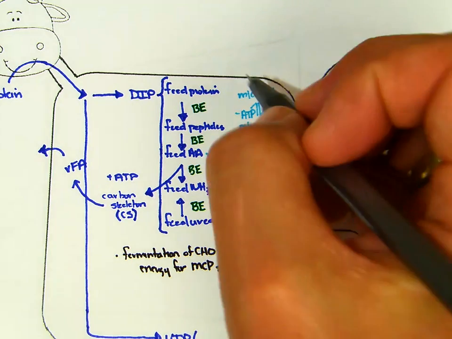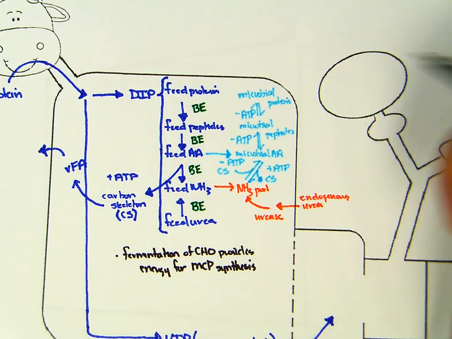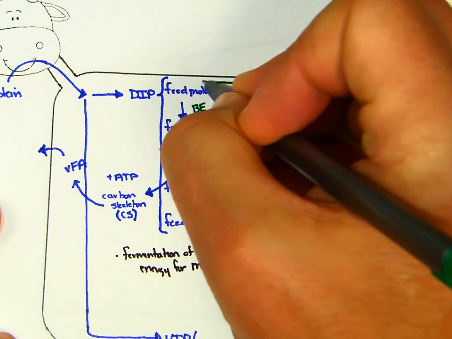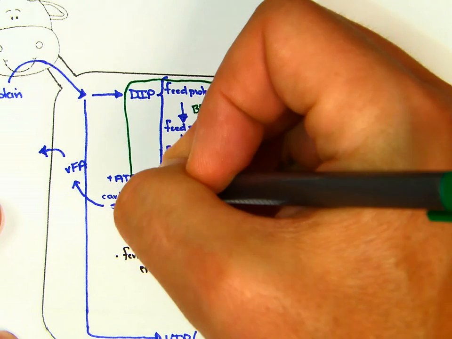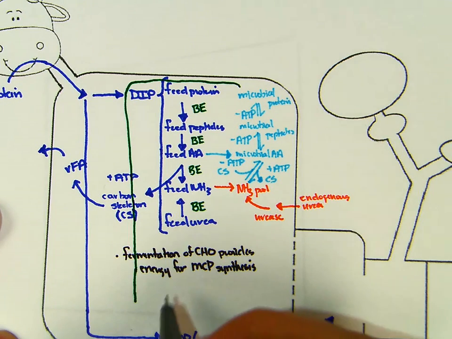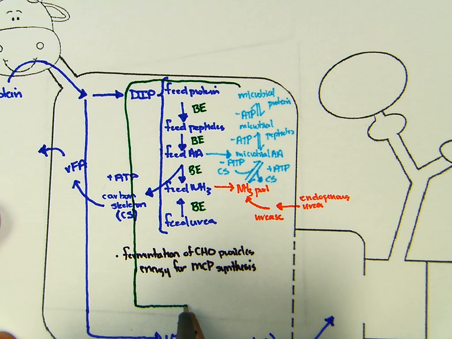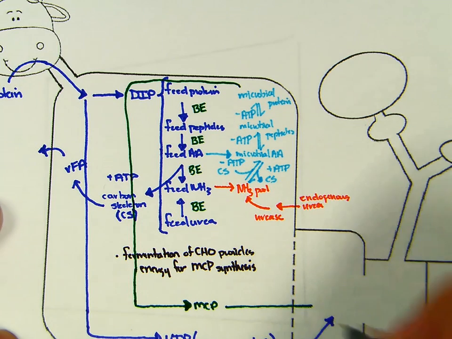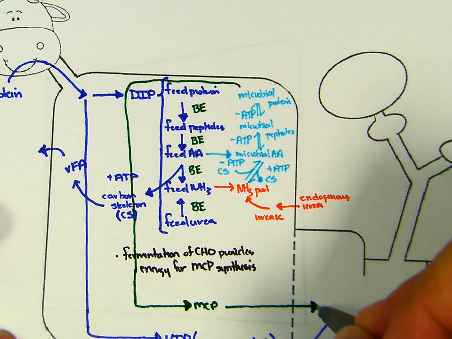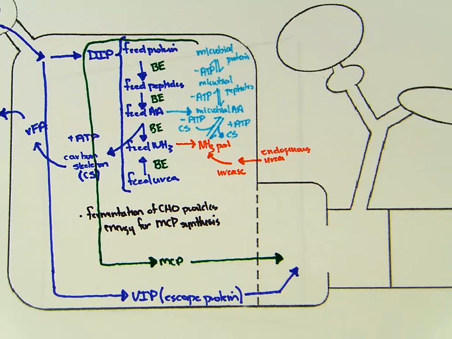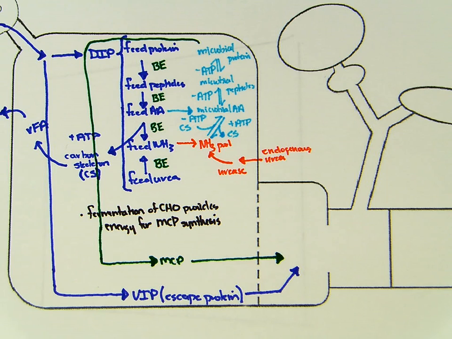Okay? And so this microbial protein leaves the rumen as microbial crude protein. And in the abomasum, microbial crude protein and UIP basically get utilized about the same.